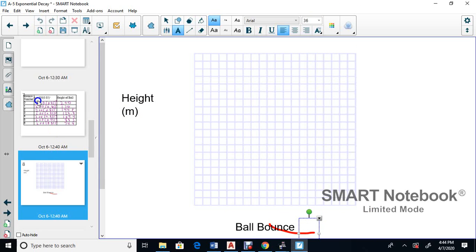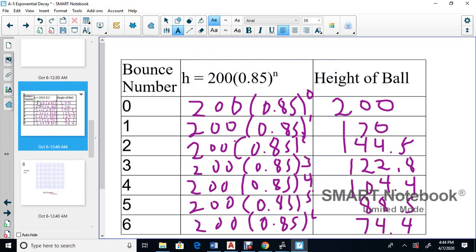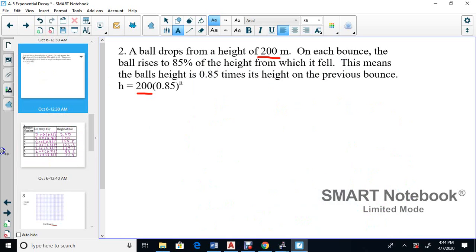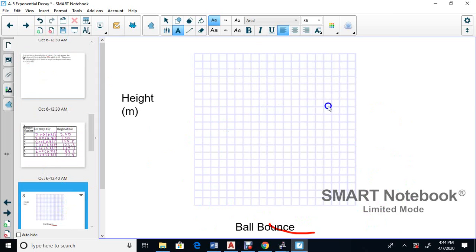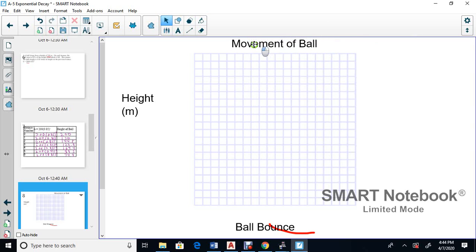Okay. And height of ball, let's just check height of ball in meters. Yes. Okay, we need a title. We'll call it a ball bounce up on top here. Let's call it a nice title, movement of ball, maybe. Let's change it to 24. Okay, and go here, movement of ball. And we just move that over.